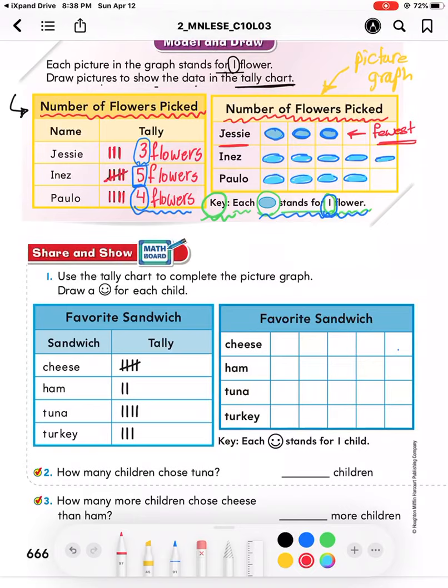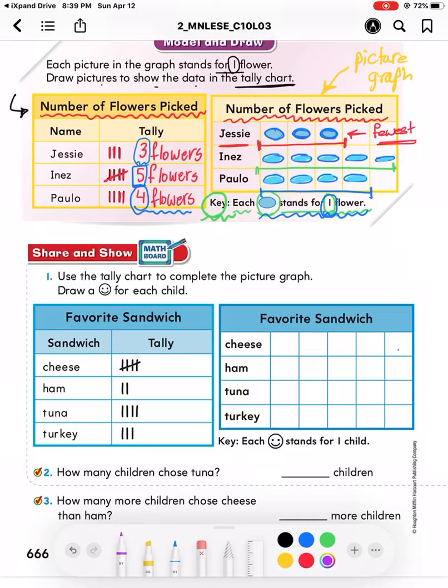As you can see, she got the shortest row. Okay, now I need to ask you a question. Now, how many flowers did Paulo pick more than Jessie? Let's see together.